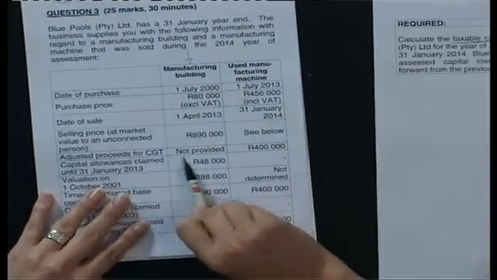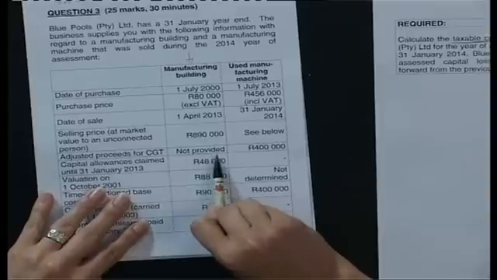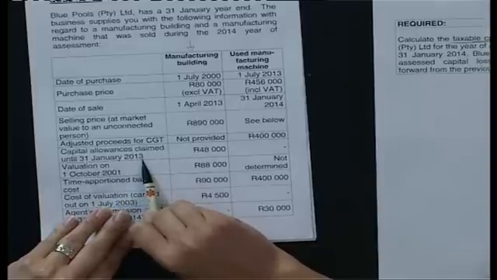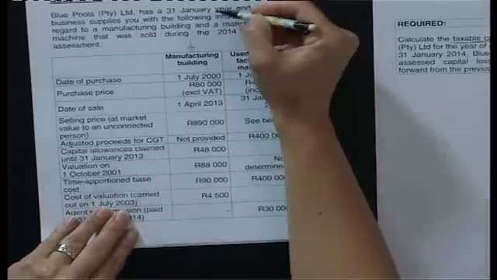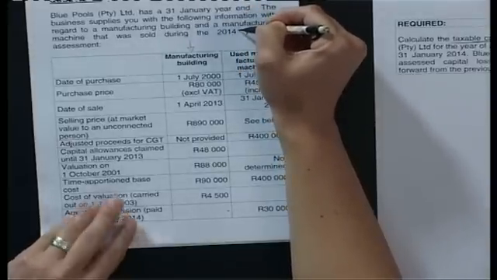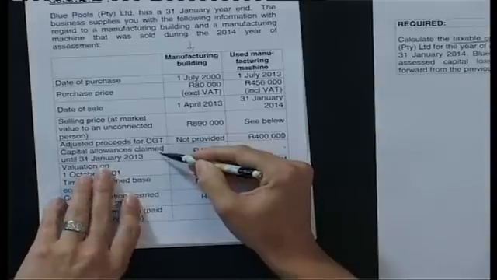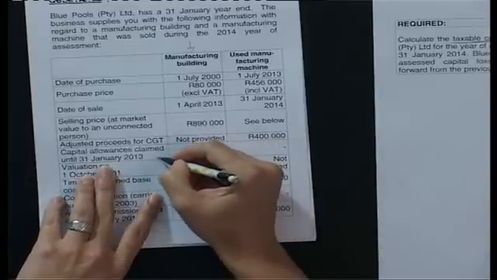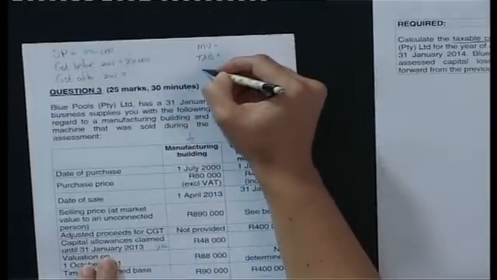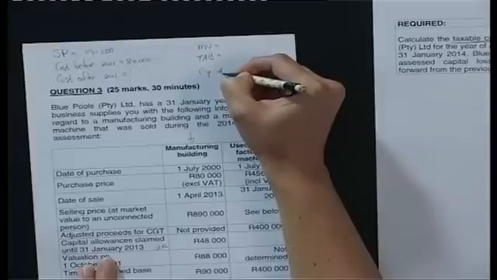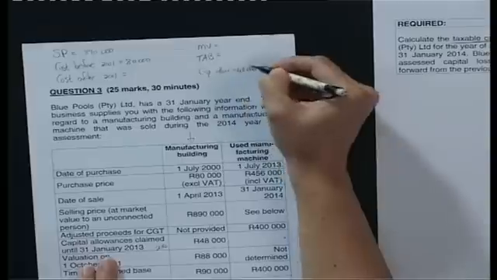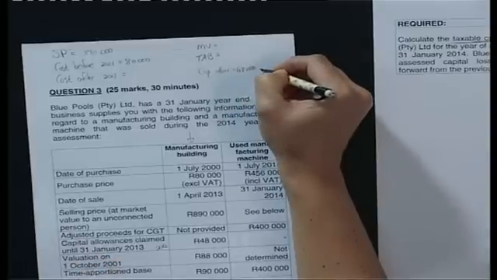Following information, adjusted proceeds for CGT, they didn't provide it, I will have to calculate it. Capital allowances claimed until 31 January 2013. So 31 January 2013 is the end of my previous year of assessment, so they have given me the capital allowances up to that point. I just need to then go and calculate for 2014. So I'm going to put it there in my additional information, my capital allowances, and that is 48,000 up to the beginning of my 2014 year of assessment.